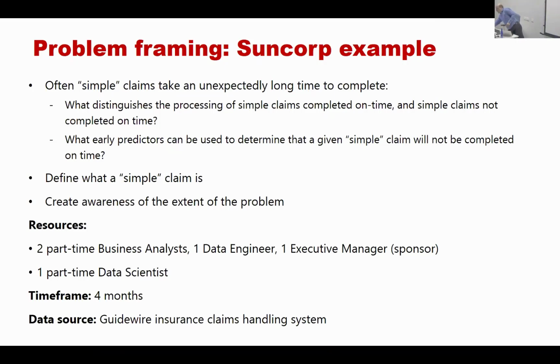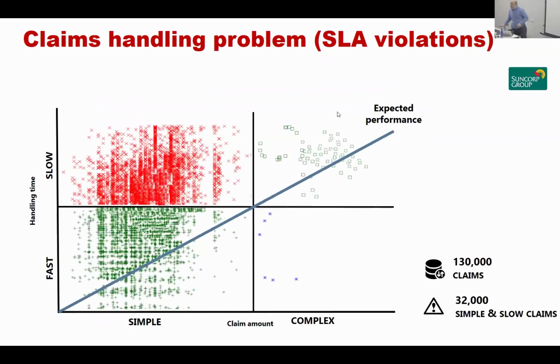This team came up with a formulation of the problem and a very striking illustration of it, whereby they classify claims into simple claims and complex claims. Simple claims should be resolved in less than a certain amount of time. That is the vertical line in this diagram. And the horizontal line in this diagram is the number of days where those claims should have been resolved.